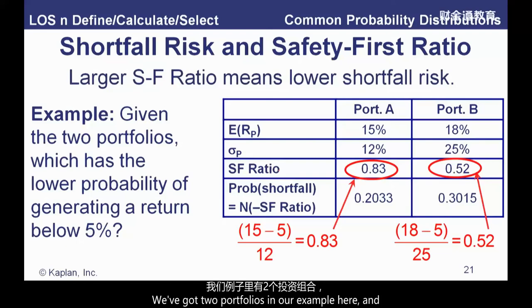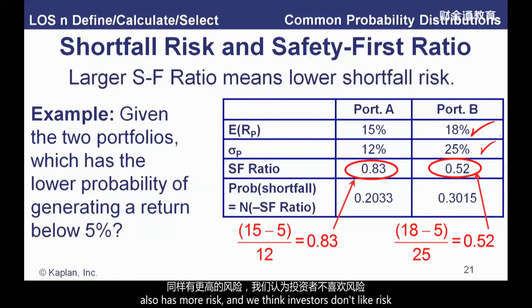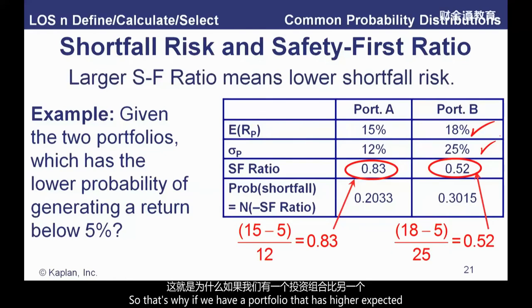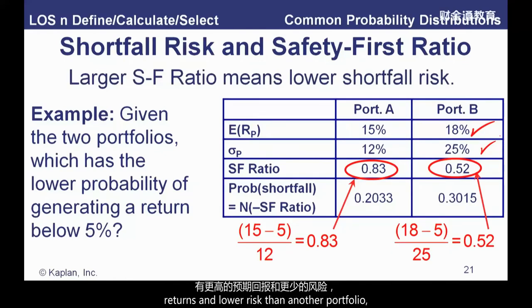So we've got two portfolios in our example here, and what makes it difficult to choose, or at least not super easy to choose, is that the one with the higher expected returns also has more risk. And we think investors don't like risk, but they do like higher expected returns. So if we have a portfolio that has higher expected returns and lower risk than another portfolio, we would say that portfolio dominates the other one, and we wouldn't really have to consider any of our metrics in order to compare them. And when I say those metrics, think back to the coefficient of variation, which we use to compare portfolios as well.